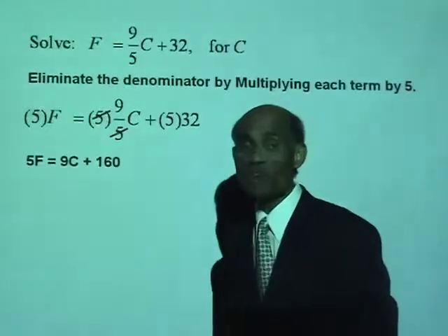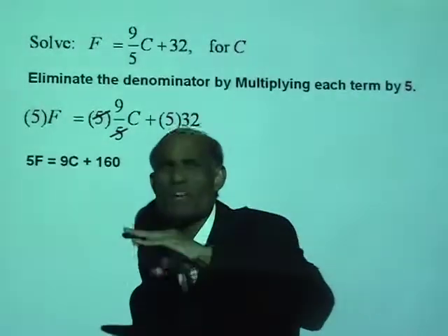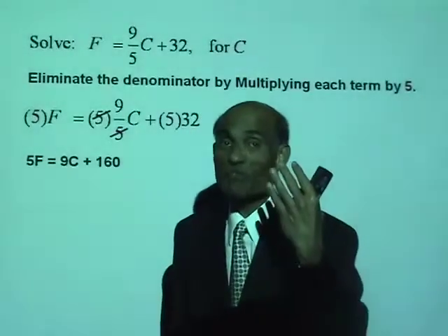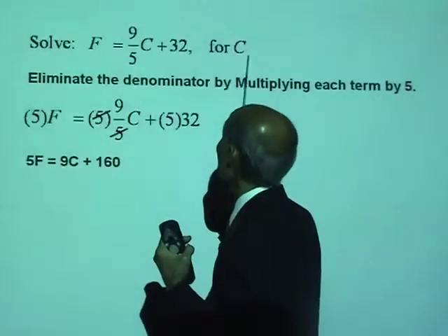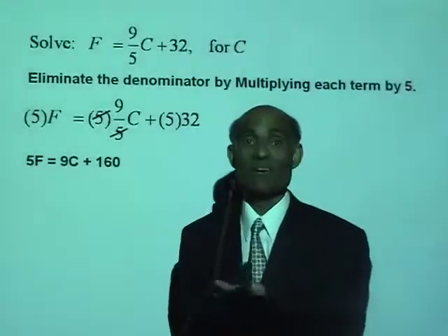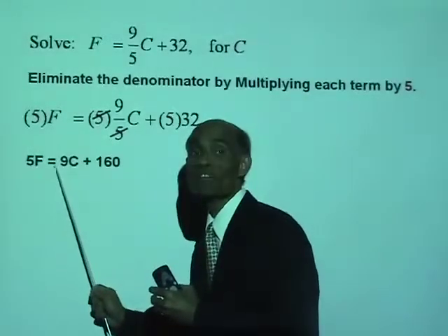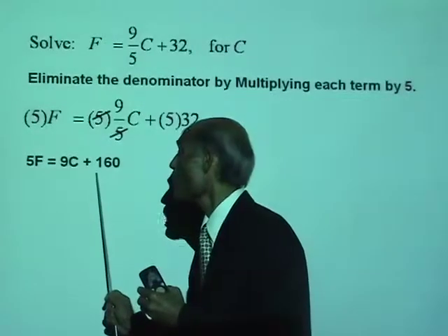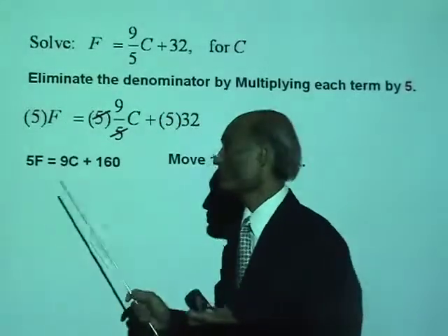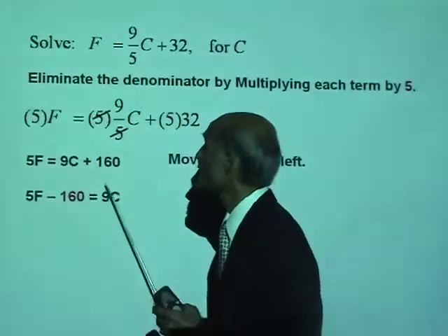Okay, what are we now solving for? You see, until now we didn't worry about what we were solving for. Our aim was to get rid of the denominator, which we now did. And now let's ask, what are we solving for? We are solving for c. That means we need to isolate the term containing c. What is the term containing c? Is 9c. So leave 9c here and move the positive 160 to the left. It will become negative 160. So you have 5f minus 160 equal to 9c.